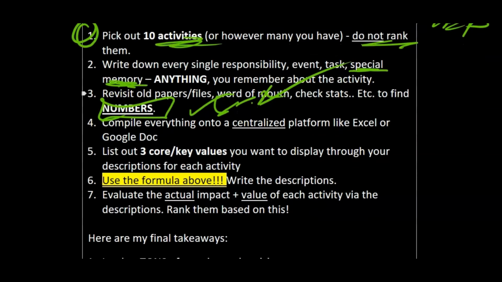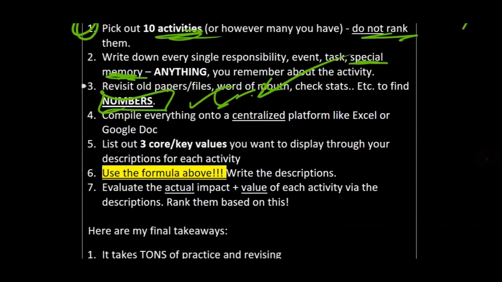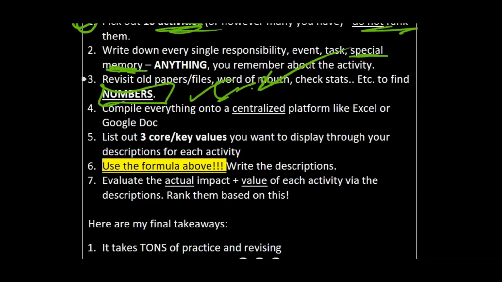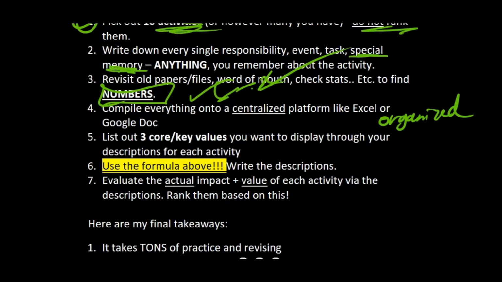Number 4, you want to compile everything on a centralized platform like Excel or Google Doc. This is just to help you organize, right? The more organized, the better you're going to be. Number 5, list out 3 core/key values that you want to display through your descriptions for each of your activities.